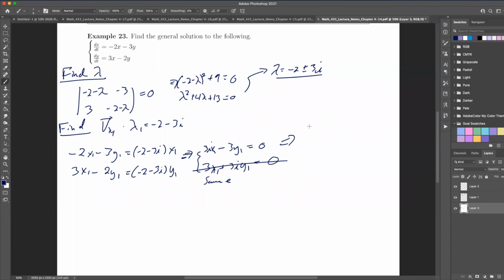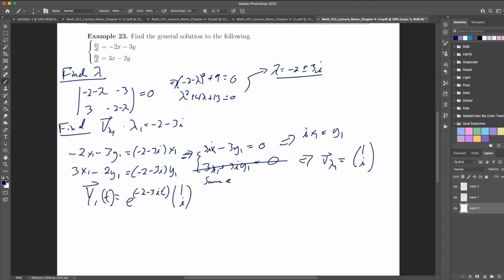So here, if we just move this over, I get i x1 is equal to y1. And then this gives me the eigenvector of lambda 1, 1 i. Okay. All right, so here I have my first solution. Let's look at my first solution real quick. So here, y1 of t is equal to e to the minus 2 minus 3i t times 1 and i.